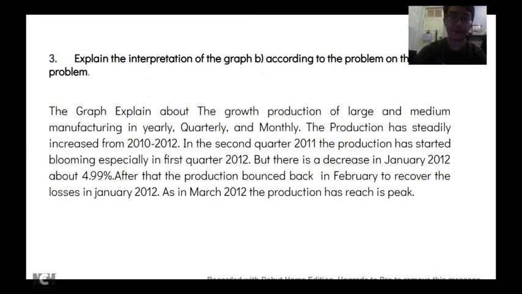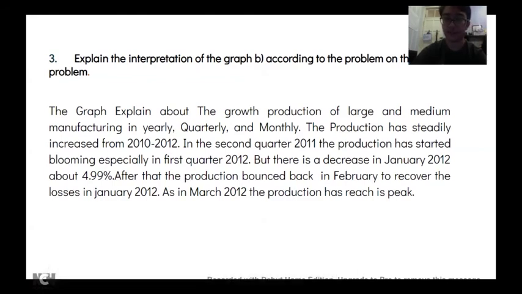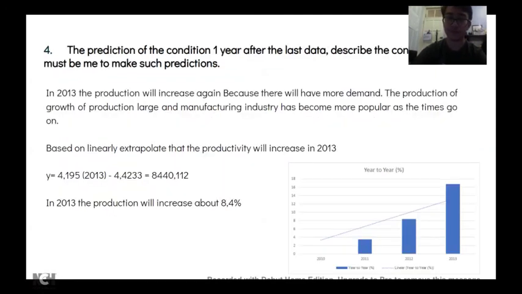So the graph explains the growth of production of large and medium manufacturing yearly, quarterly, and monthly. The production has steadily increased from 2010 to 2012. In the second quarter of 2011, the production started blooming, especially in the first quarter of 2012. But there is a decrease in January 2012. After that, the production bounced back in February to recover the losses in January 2012. In March 2012, the production reached its peak, so it's the highest success now in March 2012.